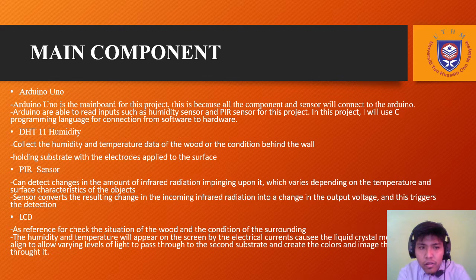Okay, the third main component is the PIR sensor. The PIR sensor can detect the change in the amount of infrared radiation impinging upon it, which varies depending on the temperature and surface characteristics of the object. The PIR sensor also converts the resulting change in the incoming infrared radiation to a change in the output voltage, and this triggers the detection.